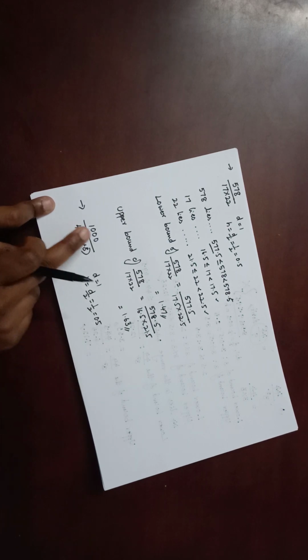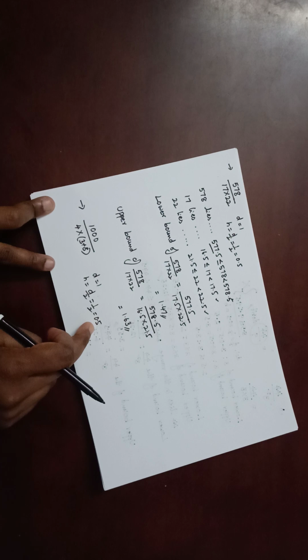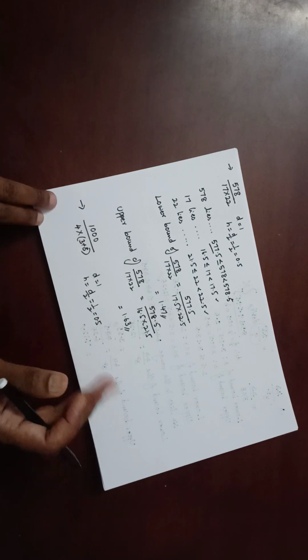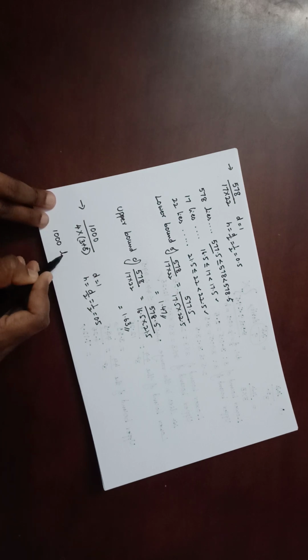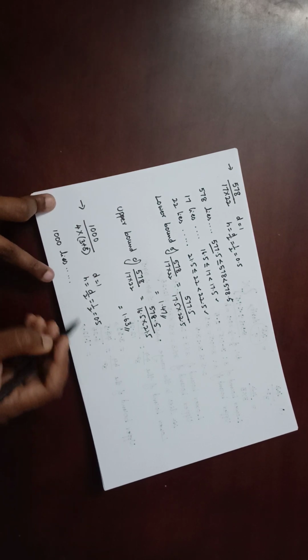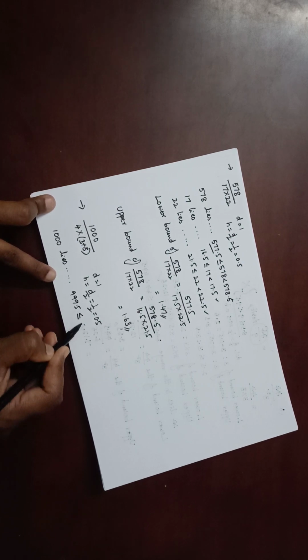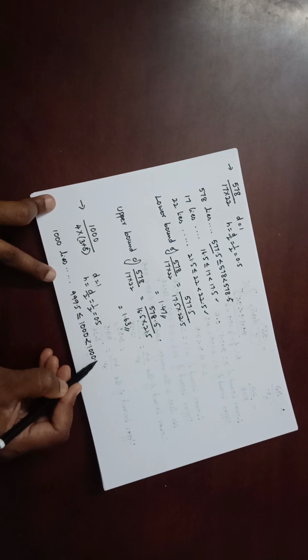So for each and every number, to get a lower bound, you should subtract 0.5. To get an upper bound, you add 0.5 to the given number. That's all. Okay. Now 1000 lies in the range 999.5 less than or equal to 1000 less than 1000.5. Okay.